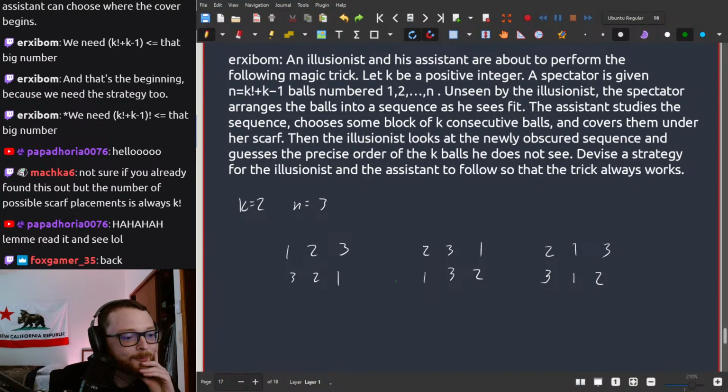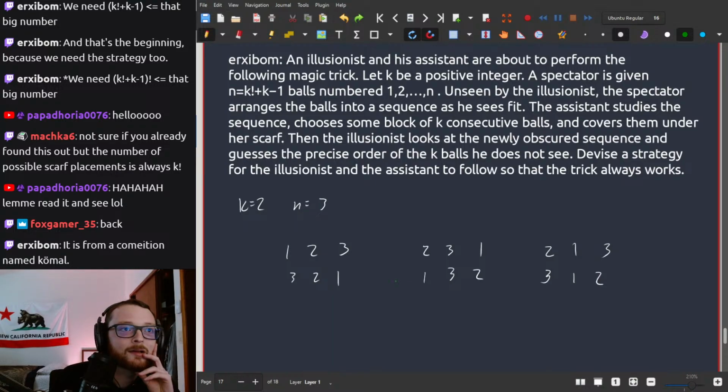The number of possible scarf placements is always k factorial. I did not figure that out. Welcome back, Fox Gamer. I think that makes sense, Machka. Or is it k factorial minus 1? Maybe it's just k factorial. Competition named Como? Oh, okay.